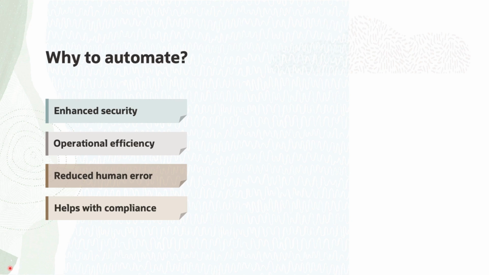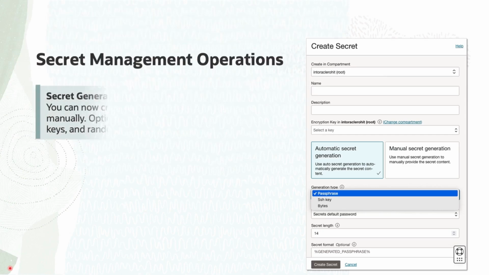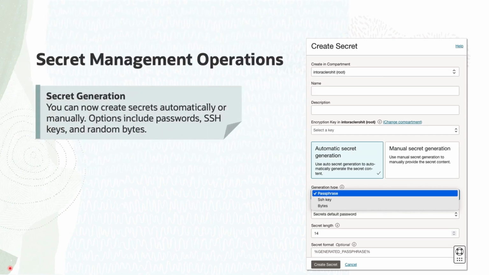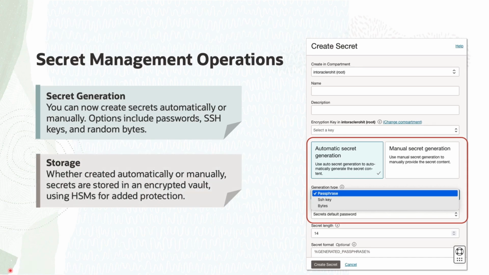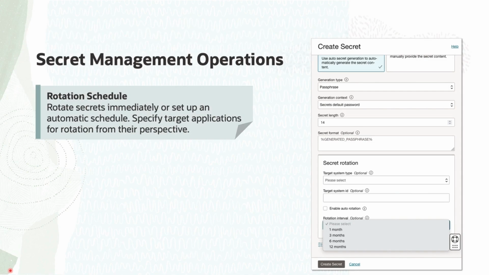Reducing the possibility of non-compliance penalties. So instead of managing secret generation and rotation within your application scripts, you can generate and rotate secrets automatically. It supports automatic secret generation for passwords, SSH keys, and random bytes so that you can use it in multiple use cases. In addition, whether created automatically or manually, secrets are stored in an encrypted vault using HSM for added security. Automatic rotation enables you to set rotation schedules such as monthly rotations or to rotate them immediately.